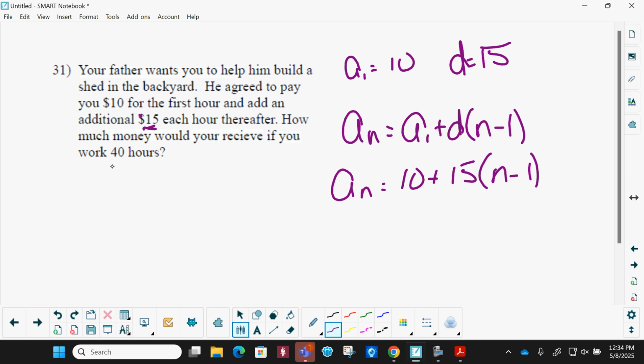Here, we just want to know 40. So we're going to plug 40 in. Okay, we don't need to write an equation. So this is just what we're going to do. You're going to plug all this in. So 10 plus 15 times that. And your father will be paying you $595 for helping him build this shed.